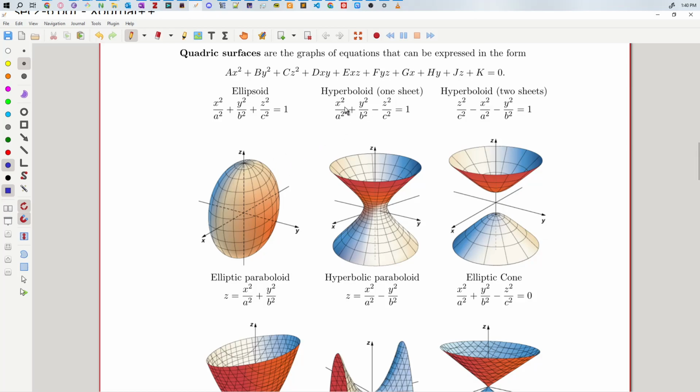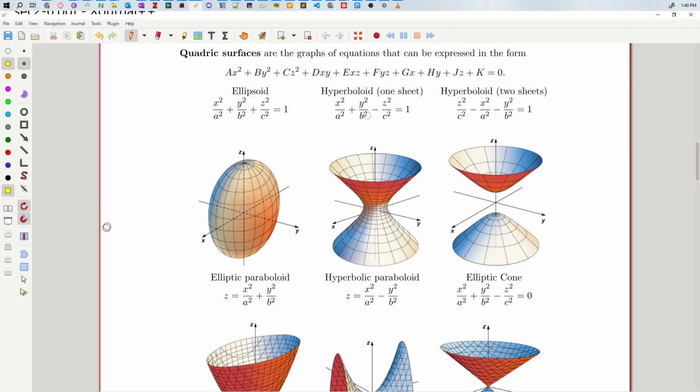The next one is a one-sheet hyperboloid. Notice that in this shape, the shape is connected. Let's immediately contrast the one-sheet hyperboloid with the two-sheet hyperboloid. You can see that in this situation, they are not connected, and so this is called a two-sheet hyperboloid. Now let's take a look at how the formulas differ. Notice that with the hyperboloid, and maybe we can compare this against the formula for the ellipsoid, there's a negative here. This negative is the important part.